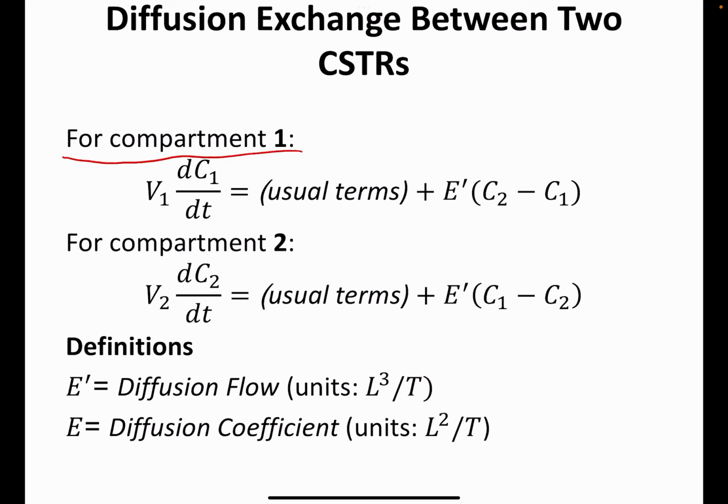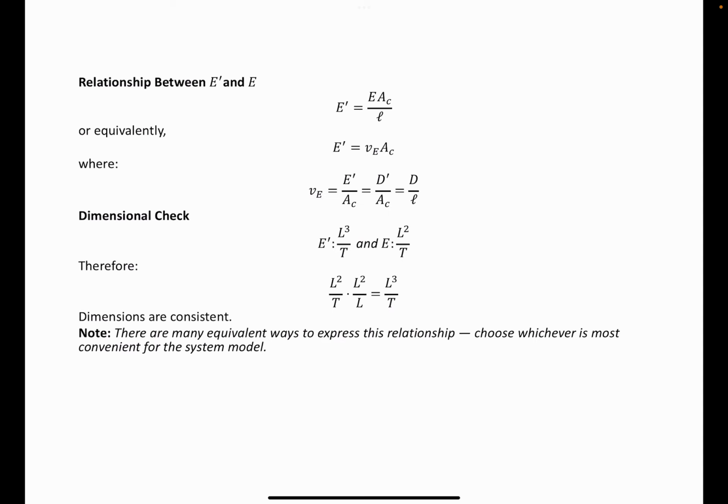So let's look at compartment 1. V1 dC1 over dt, the usual terms: flow rates, loading, reaction, volatilization, and settling, plus the diffusivity times (C2 minus C1). If you want to do compartment number 2, V2 dC2 over dt, it's the usual terms, plus E prime times (C1 minus C2). E prime is the diffusion flow. Unit is L cubed per time. E, which is the diffusion coefficient, has a unit of L squared over time.